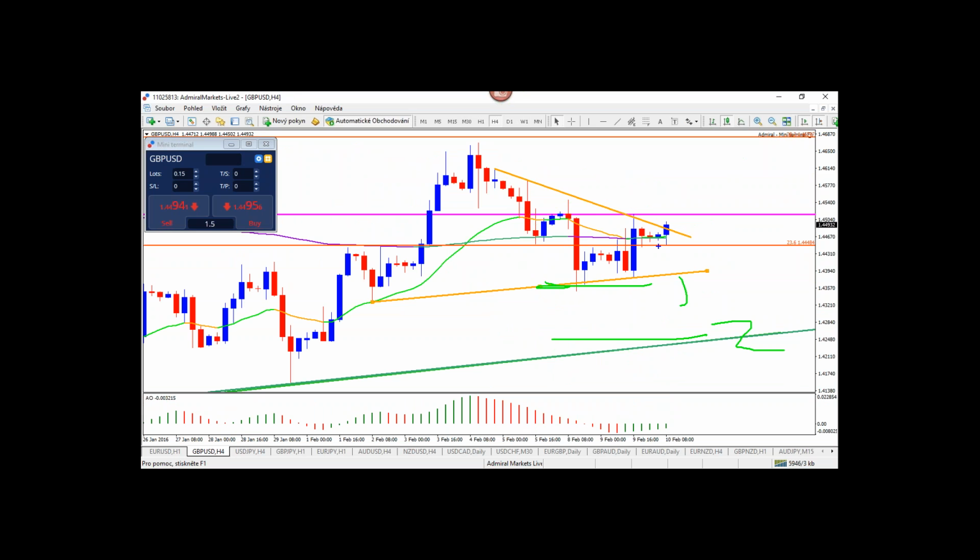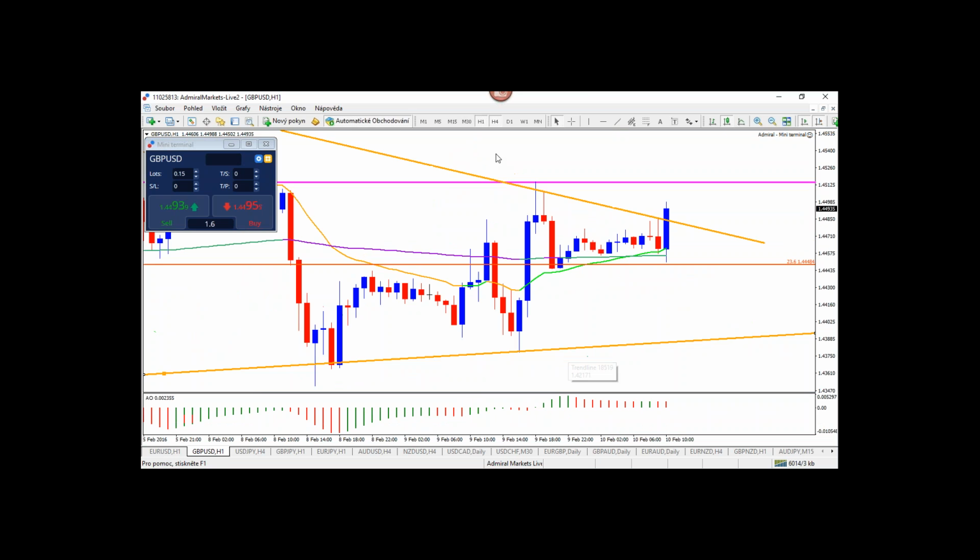But let's see, we're not there. I didn't even break this level, so we're kind of talking a bit too soon, but the weekly candle does kind of, I think, support the idea of this and this. Yeah, looking at the weekly candle, I think, is always good. Definitely recommendable.